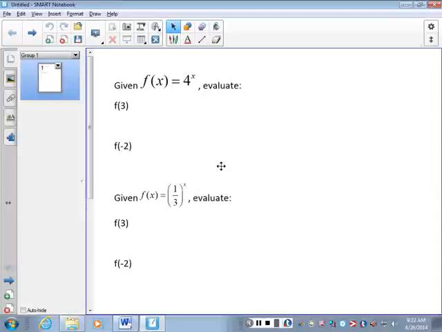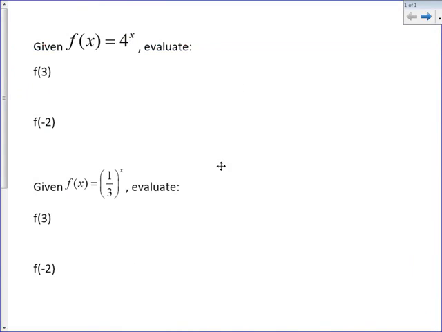Warm-up for graphing. So 4 to the x power, what'd you get for an answer there? 64. So we're just going to substitute the 3 in for our x. And again, I mentioned it's an exponent. It's not 4 times 3. It's 4 raised to the third power. And I think everyone got this one okay. It's 4 times 4 times 4, 64.